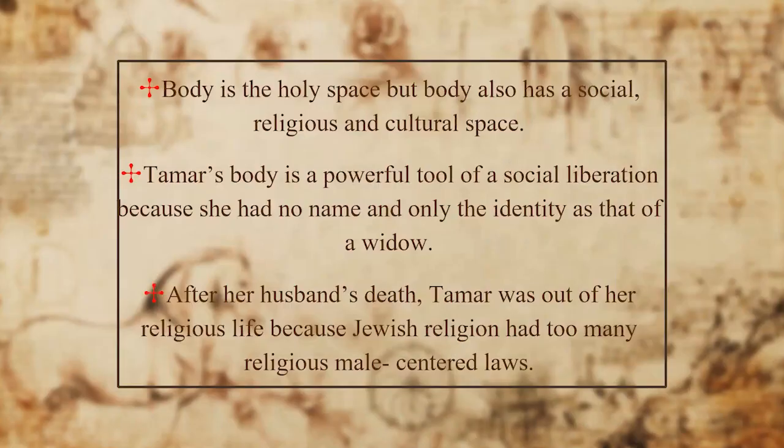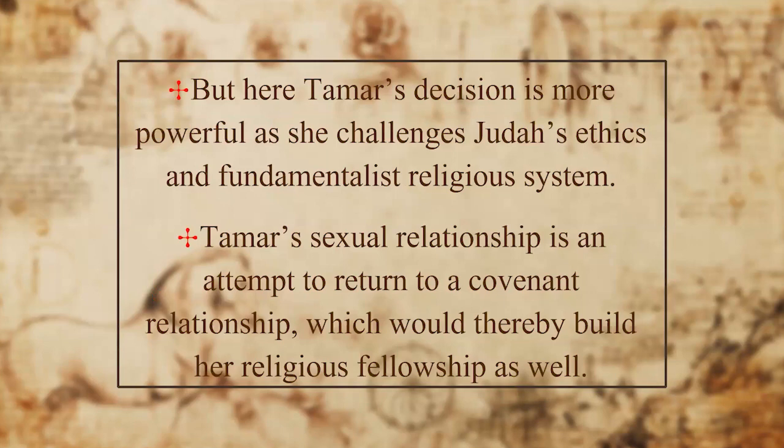And the body is a holy space, but it also has a social, religious, and cultural space as well. And Tamar's body is a powerful tool of social liberation because she has no name of her own and only the identity of being a childless widow. So after her husband's death, Tamar is out of her religious life because Jewish religion has too many religious male-centered laws. But here, Tamar's decision is more powerful as she challenges her father-in-law's ethics and fundamentalist religious system.